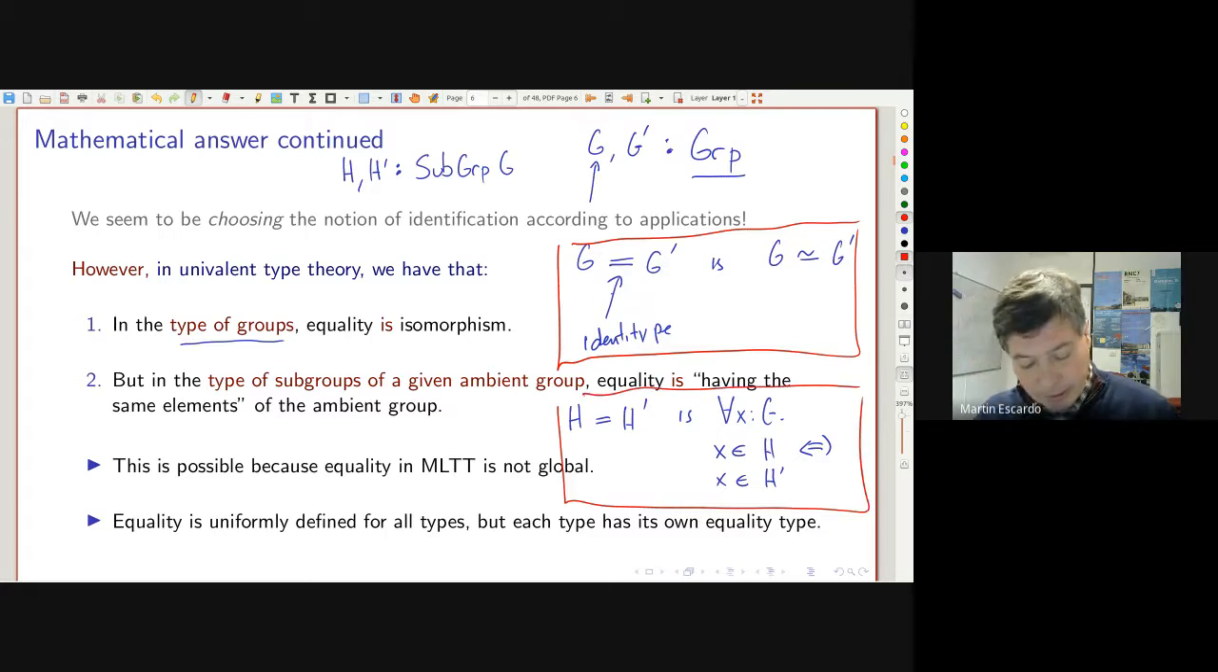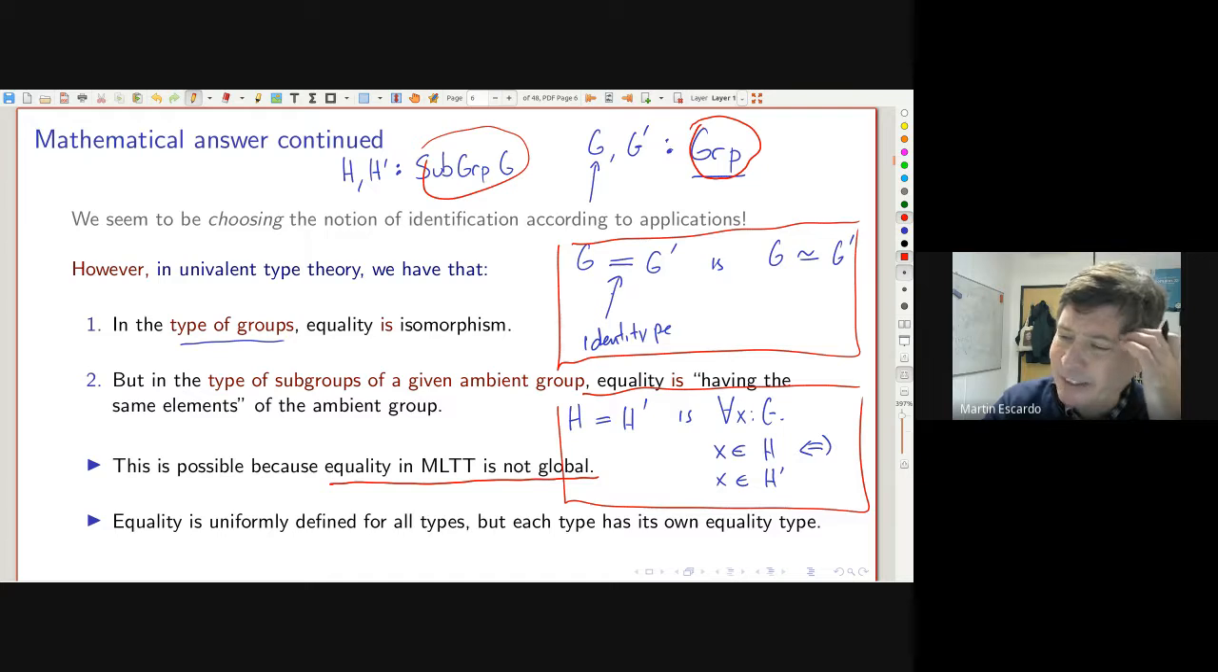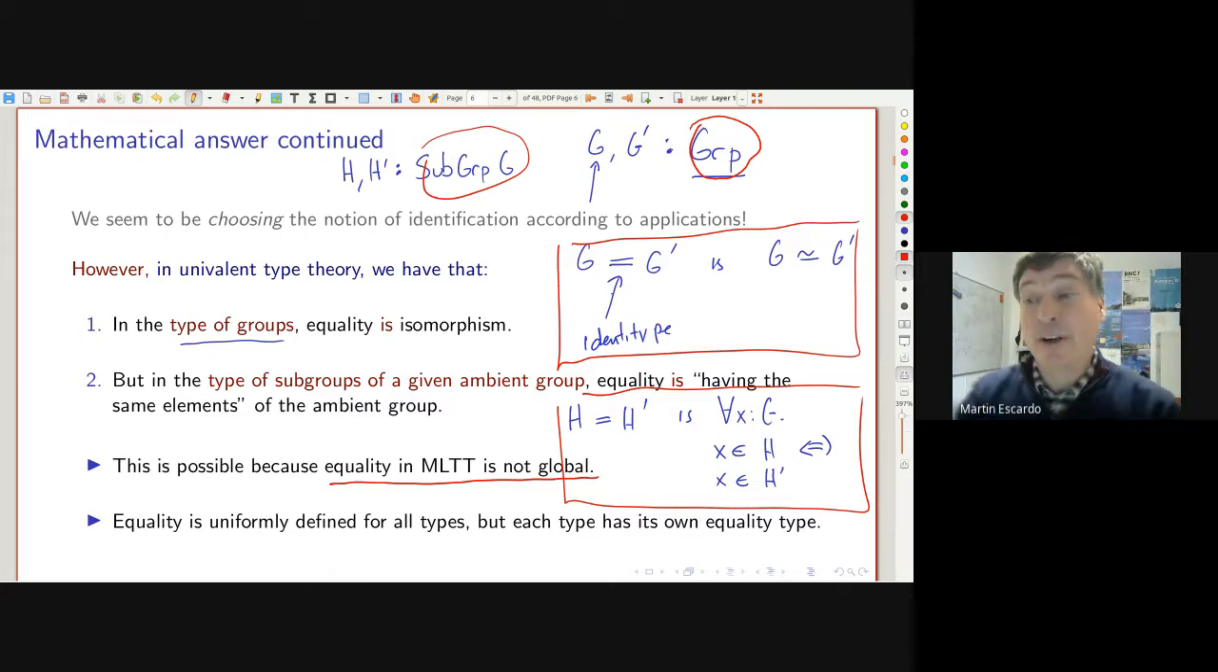Well, the reason this is happening is that equality in Martin-Löf type theory is not global. So each type, and here is a type, and here is another type, each type has its own equality. So the equality is actually defined in the same way for all types, but it behaves differently in the types according to the way you define the types. Okay, so this is what I want to explain in this talk.